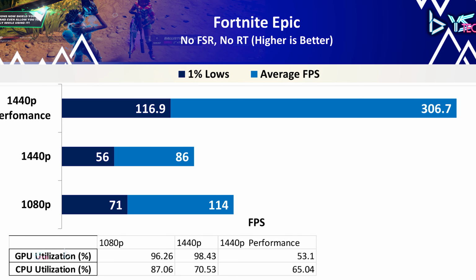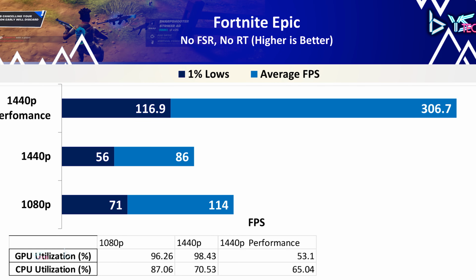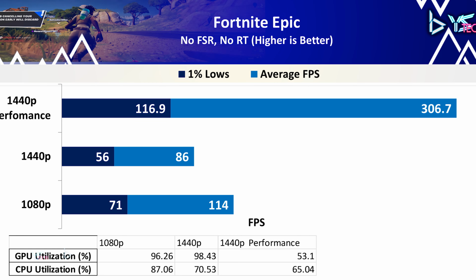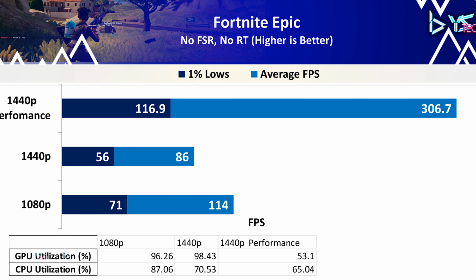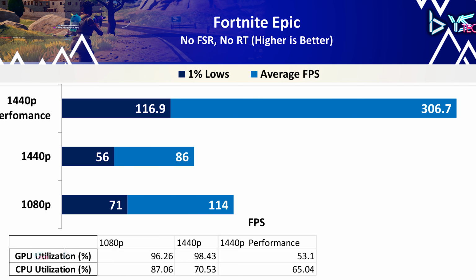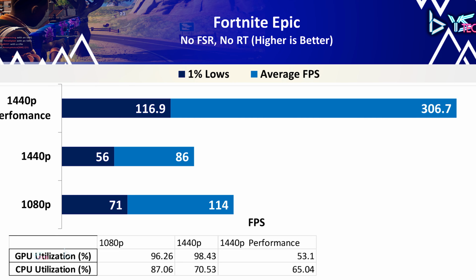We can also see that the GPU utilization rate has gone down from the 96% on 1080p and 98% at 1440p to 53.1% on the performance mode at 1440p. CPU utilization rate has also fallen to 65%.